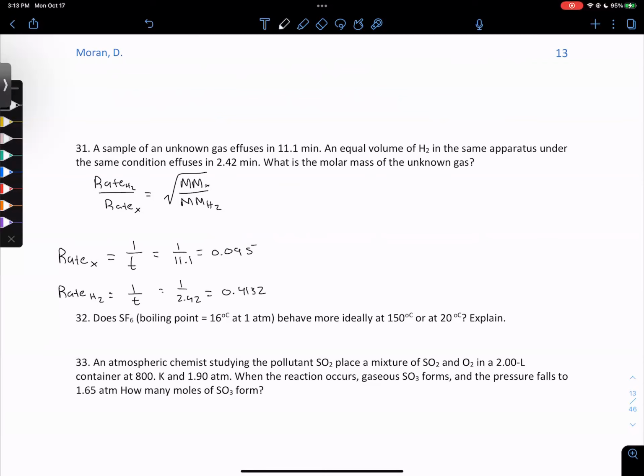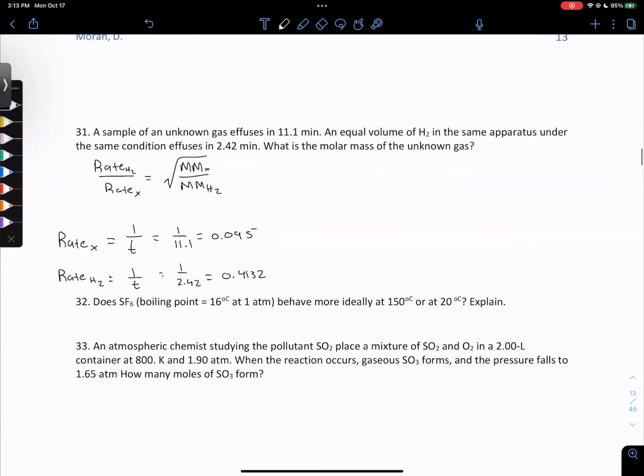From here, let's box this out, because we found what our rates are, and we're going to use this equation to plug in everything we have. For the 0.09, wouldn't it be minutes? Oh yes, it's minutes. Sorry. So it would be inverse minutes, because the units are in minutes. So inverse minutes would be the units for the rate here.